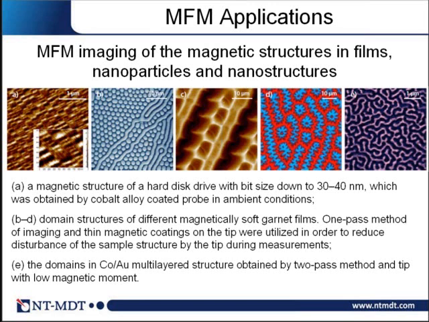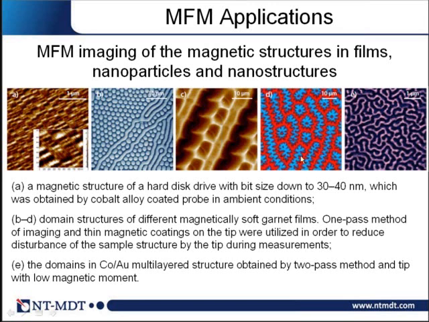These magnetic garnets are very magnetically soft, and therefore it is very easy to disturb their magnetic structure just by a probe. Therefore, in order to reduce the disturbance, samples with a thin magnetic coating were used, and the magnetic disturbance fields on these garnets have been minimized.